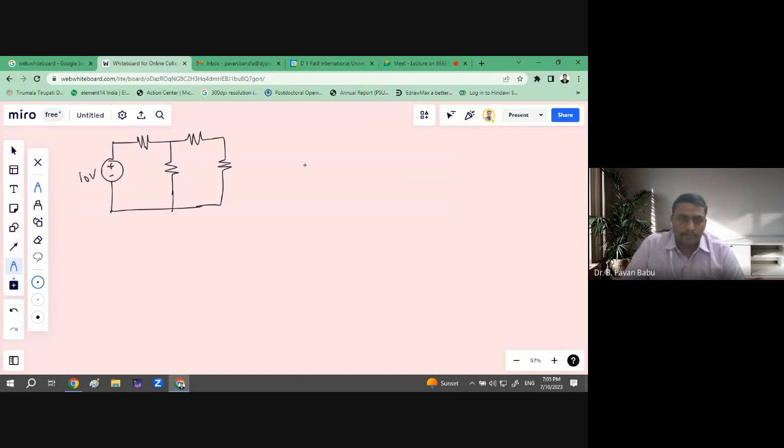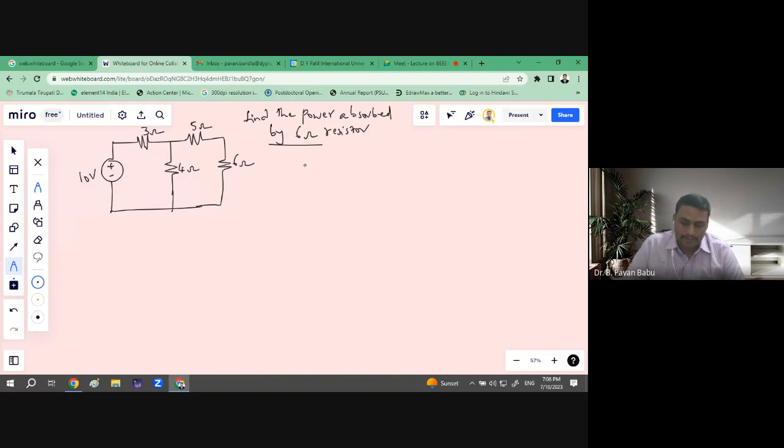Okay, so this is a 10 volt source. This may be 3 ohms, this may be 4 ohms, 5 or 6. So randomly I have considered. So this is a single circuit, I mean a simple circuit. So here let us say find the power absorbed by the 6 ohm resistor. Okay, so what is the power absorbed by the 6 ohm resistor?